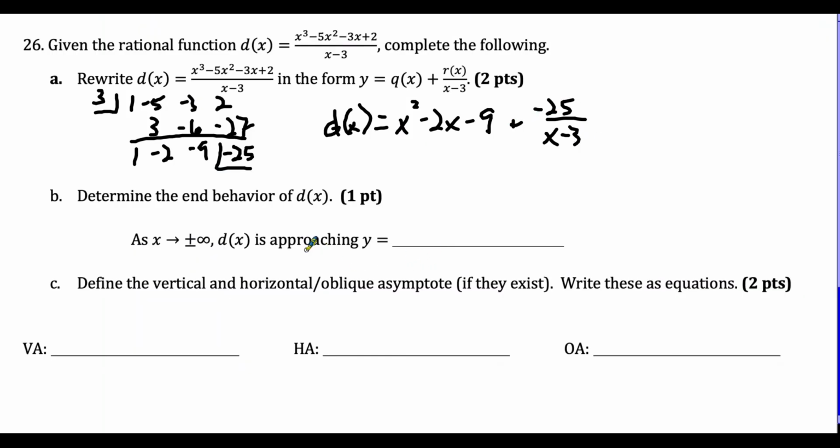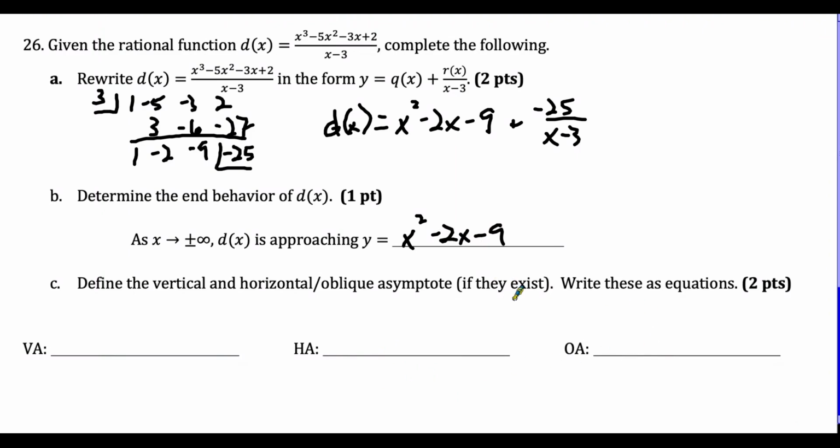Now, that tells me then that my end behavior is approaching this part here. We basically just take our quotient, ignoring the remainder. So my end behavior will be approaching y equals x squared minus 2x minus 9.